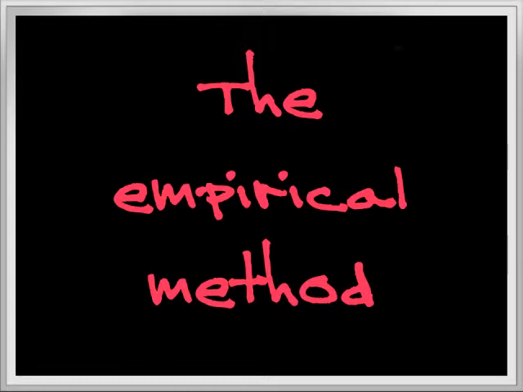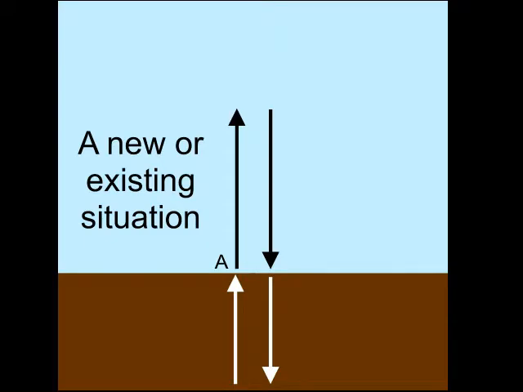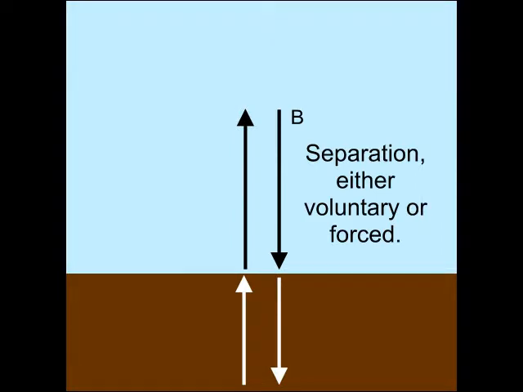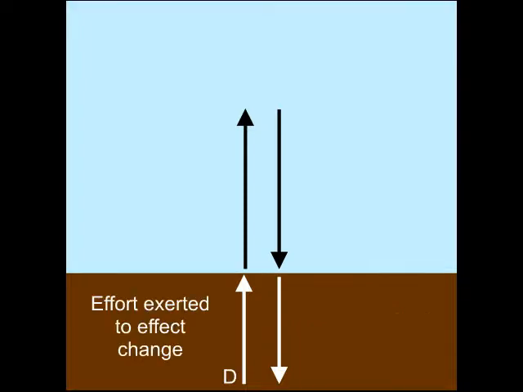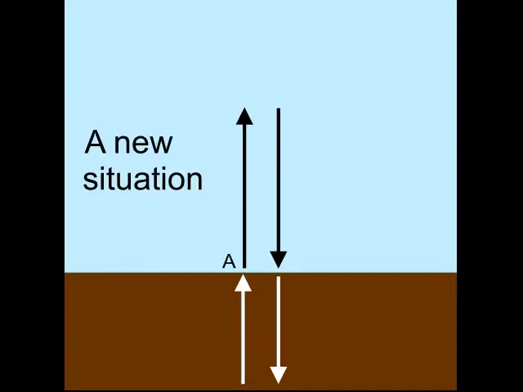We can now give some keywords to our phases. A, a new or existing situation. B, separation, either voluntary or forced. C, new environment to facilitate change. D, effort exerted to effect change. E, the resulting new situation.